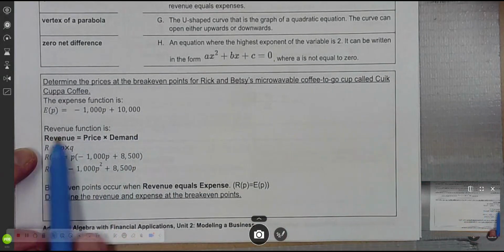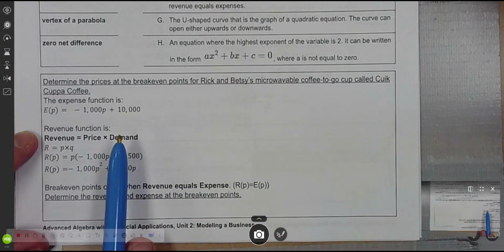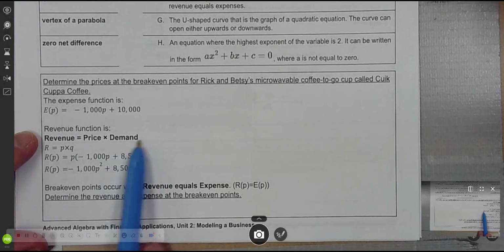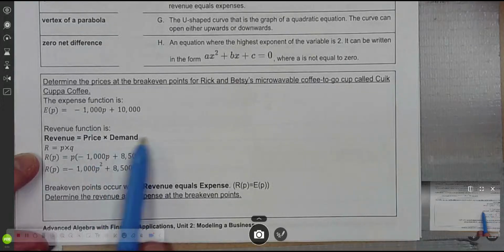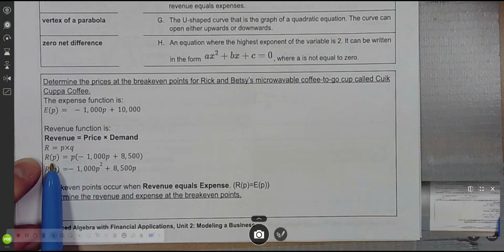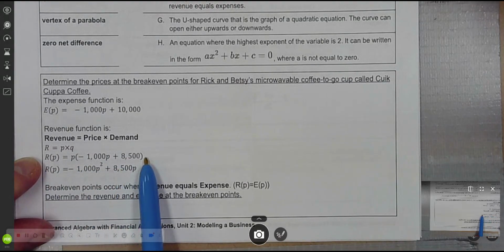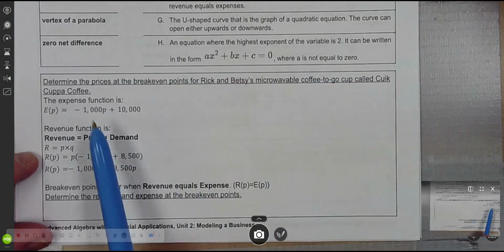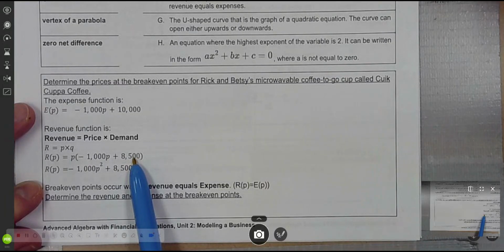Then we have a revenue, all right? Revenue is the price times the demand. So the price they're selling their product for times how many people are going to be buying these things, or how many people want this. So if revenue is price times demand, we can look at revenue as P times Q. And so the R function of P for price is P times negative 1,000 plus 8,500, right? Because we had the E of P up here.